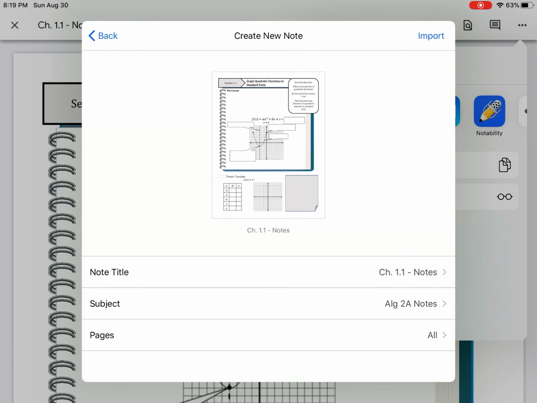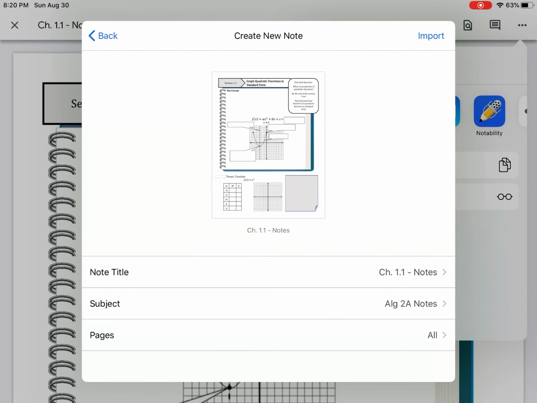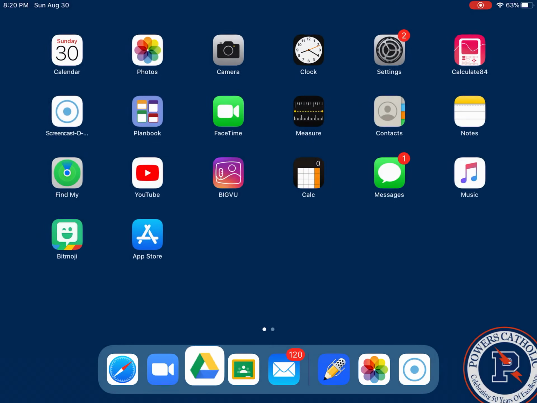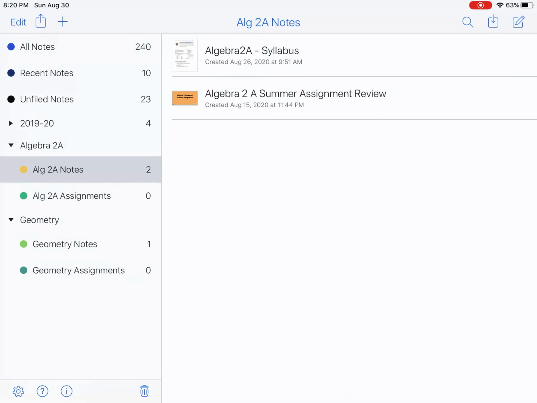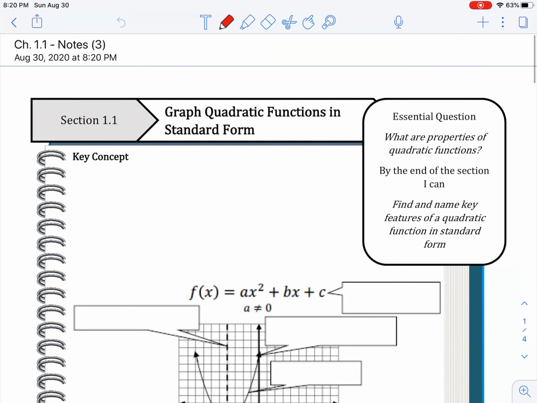You're going to create a new note. And then in those notes, the note title should already be filled in as Chapter 1.1 Notes. The subject, you're going to send it to your Algebra 2A Notes. You should have made a tab that looks like that, and you're going to import all the pages. So then you hit the top right, Import, exit your Google Drive, go to Notability, and it should show up right there.